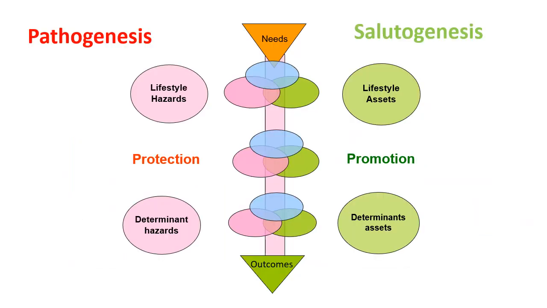So now let's develop a little more detail. On the left-hand side are the hazards relating to both lifestyles and determinants, whereas on the right-hand side are the assets that contribute positively to health outcomes. I have omitted access to services in this slide, but the intention of services is to protect individuals from hazards and promote exposure to assets. While you are all familiar with pathogenesis, the other side of the coin is salutogenesis.